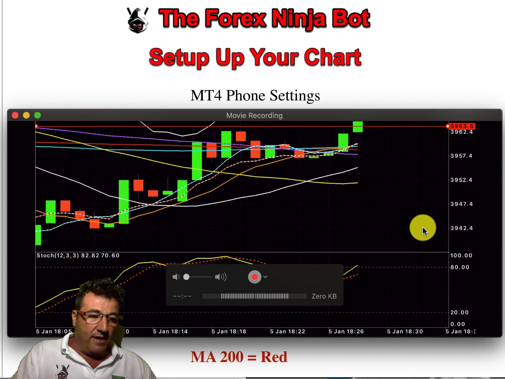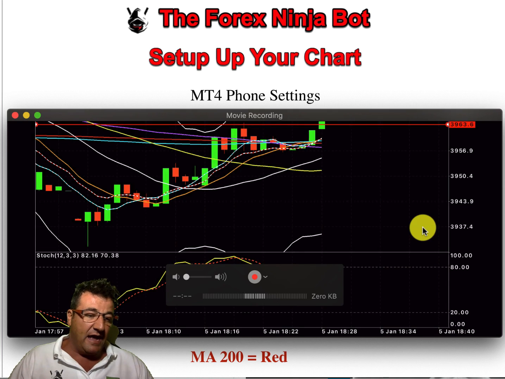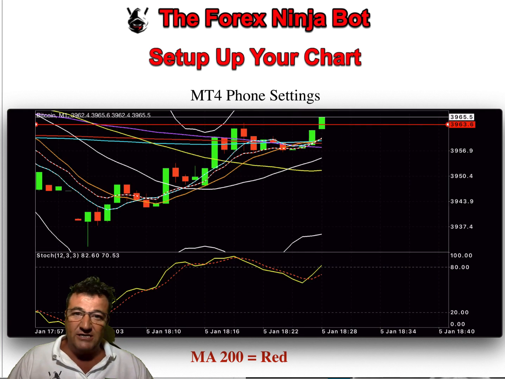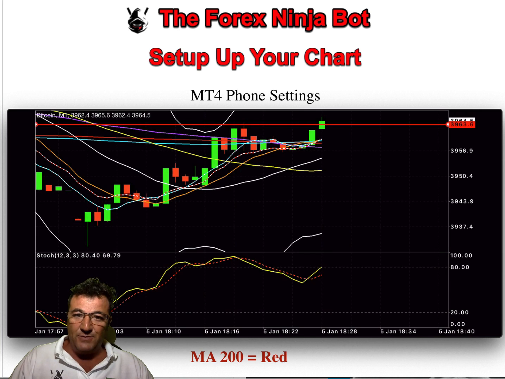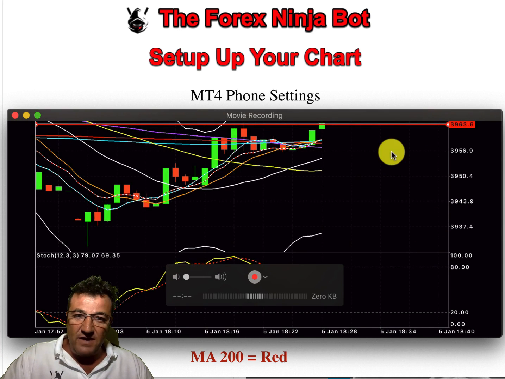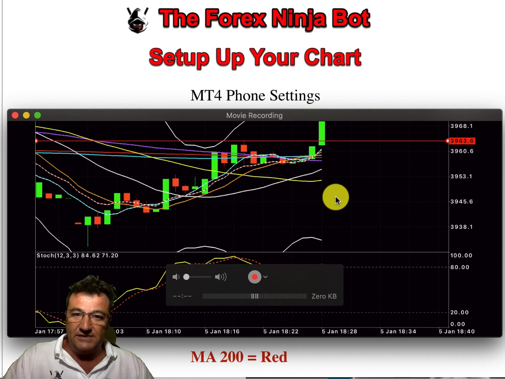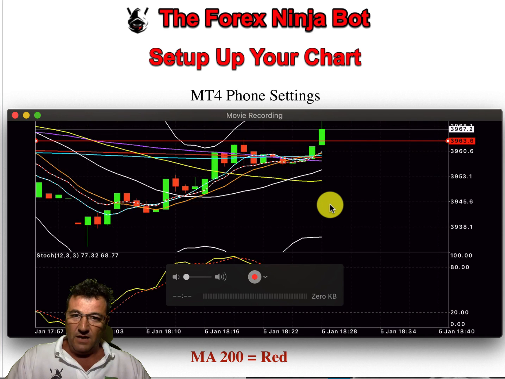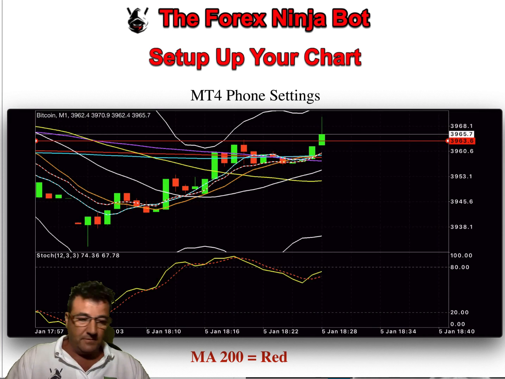Okay, it's gone above the line. So let's go and check it out. Possibly it's going to retrace back to the 8 exponential moving average. As you can see, it's coming back down again. Okay, so it hit this line over here, we call the line of resistance. So it's gone up a little bit.